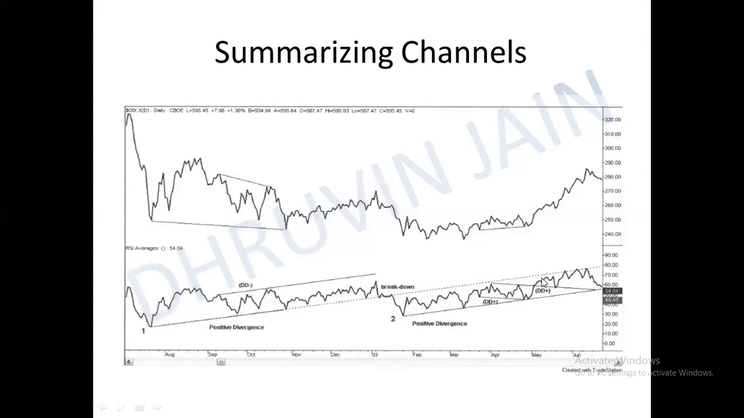RSI broke upside, and it broke the 60 regions, thus confirming that there is some sort of trend reversal in RSI. There is a DD plus here. Also we can see this descending channel was broken from the upside. Here also we can see some sort of DD plus. For DD plus to continue its trend, it has to break from the upside. Okay.